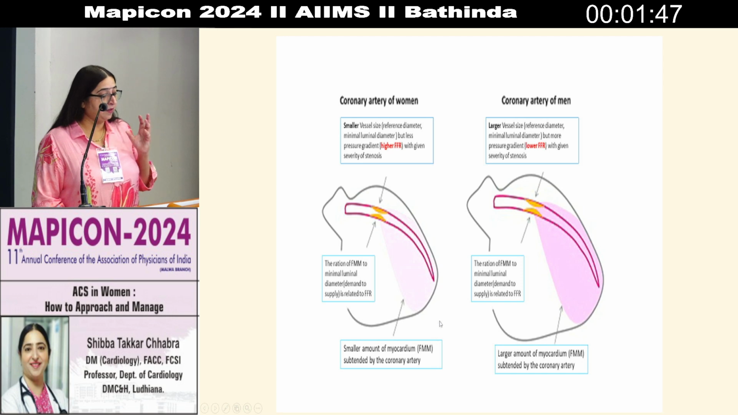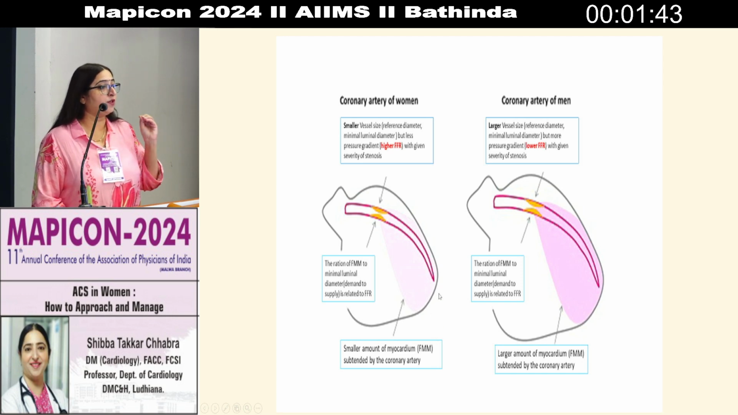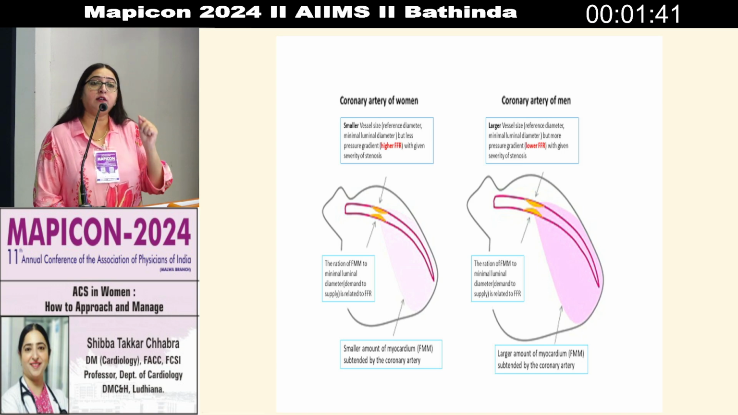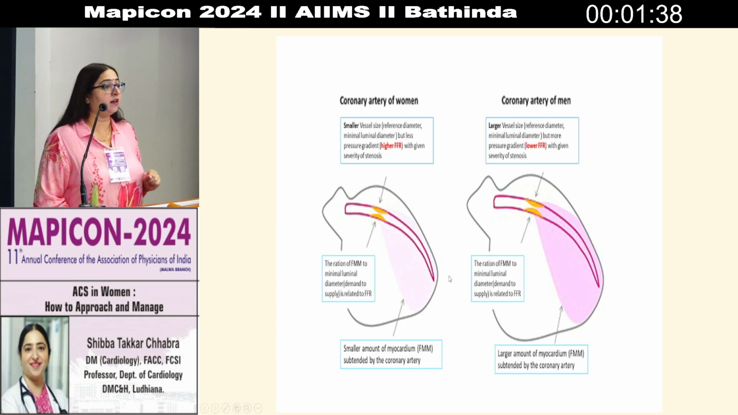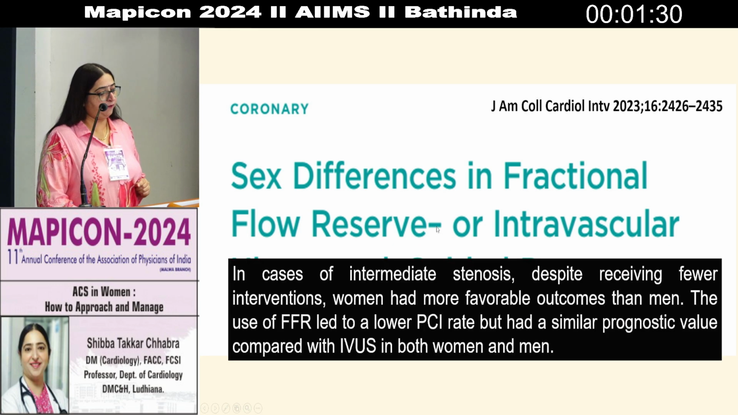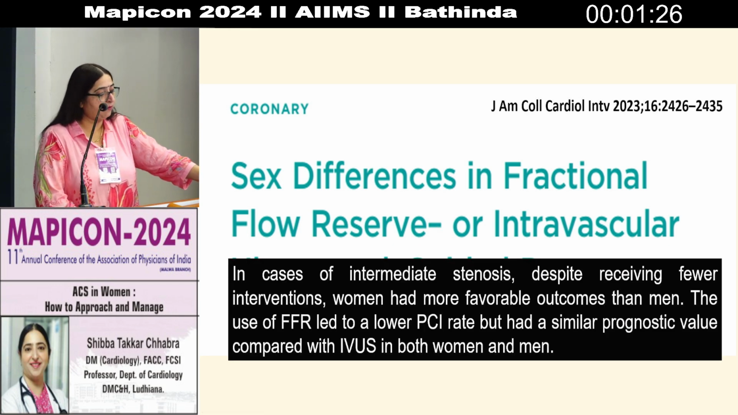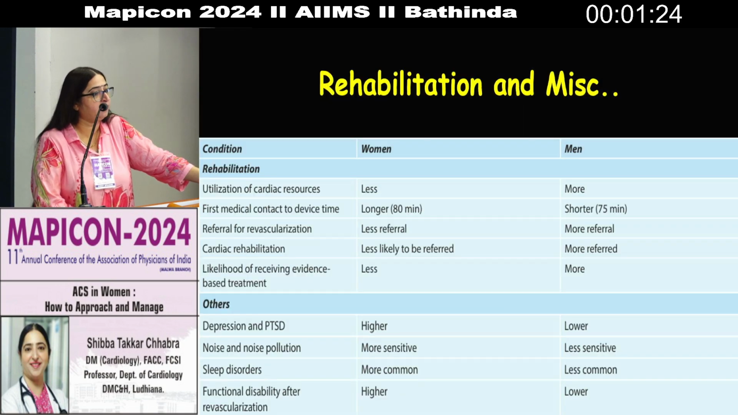So the implication is that if we talk of FFRs, the fractional flow reserves, which are used to determine whether we need to revascularize an artery or not, are comparatively much higher in women. So sex-related differences in FFR are important, especially in intermediate stenosis, and women have a more favorable outcome when we are able to do FFRs in them.